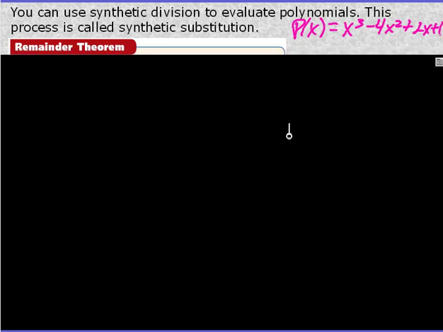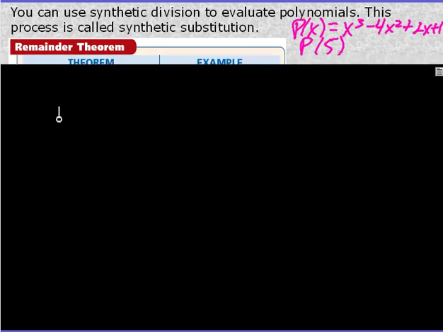So that's synthetic division. We can actually use synthetic division for another purpose. We can use synthetic division to evaluate polynomials. So what does that mean? If we have p of x equals x cubed minus 4x squared plus 2x plus 1, and let's say I wanted you to find p at 5. That means plug 5 in for x and give me the value. We can use synthetic division to do that as well without having to plug it in and do the calculations.